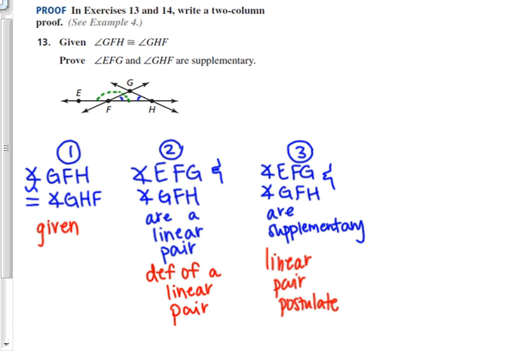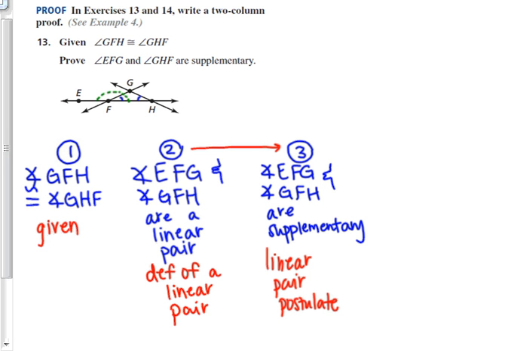So if I want to say that two angles are supplementary if they're right next to each other, I first have to note that they are a linear pair. Then I can move on to my next step that says they're supplementary. And I'm going to go ahead and draw an arrow in between these because I created an if-then statement. I said that if EFG and GFH are a linear pair, then they're supplementary.